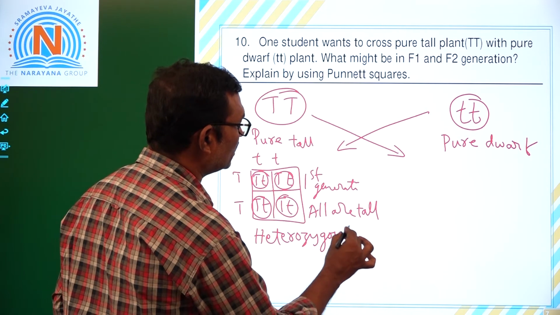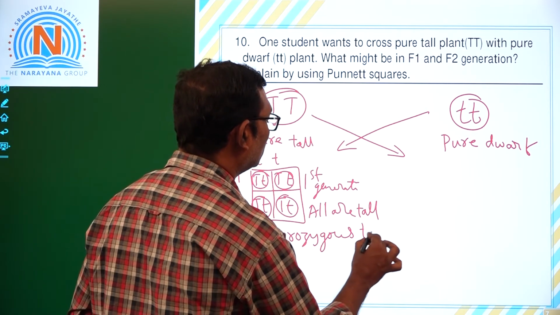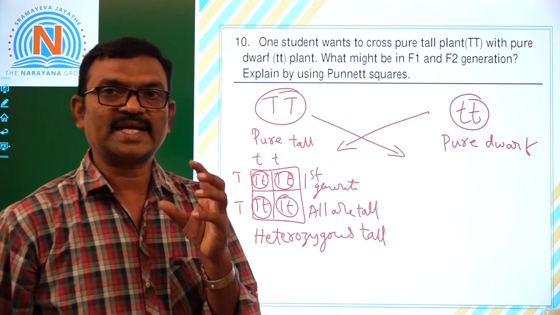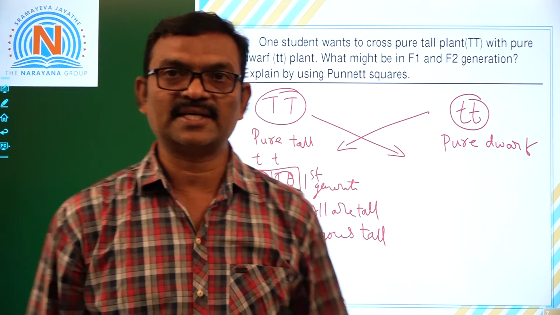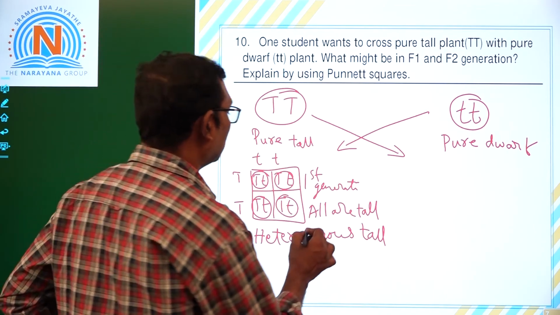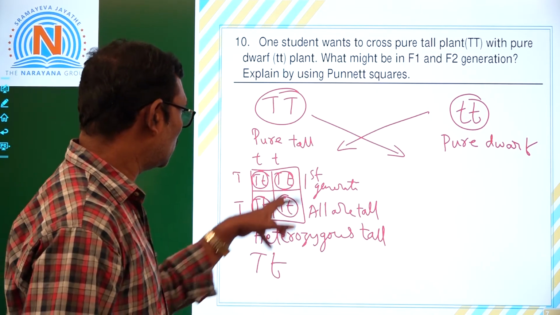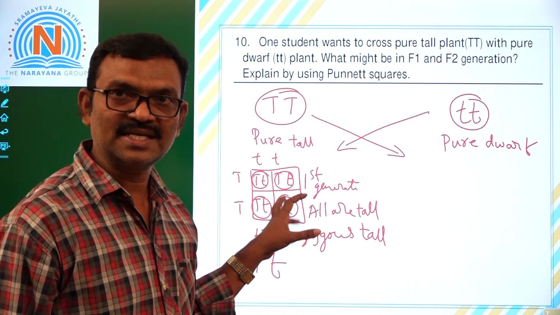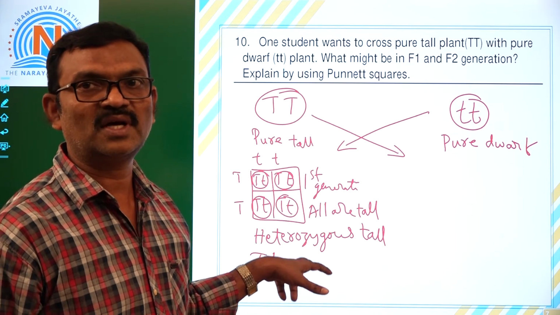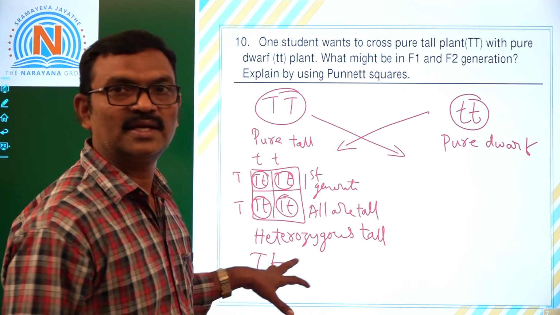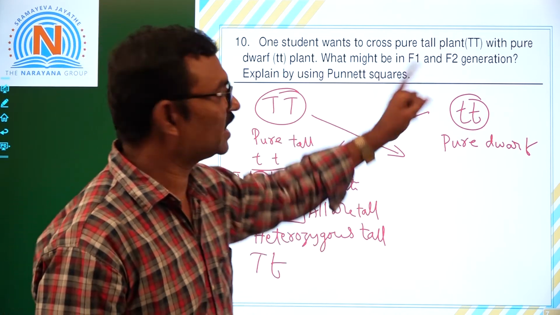Heterozygous tall. What is a heterozygous character? If a character has two different factors, that is called a heterozygous character. That means capital T, small t, heterozygous. So all the first generation is tall. What kind of tall? Heterozygous tall. Let us see what will happen in the F2 generation also.